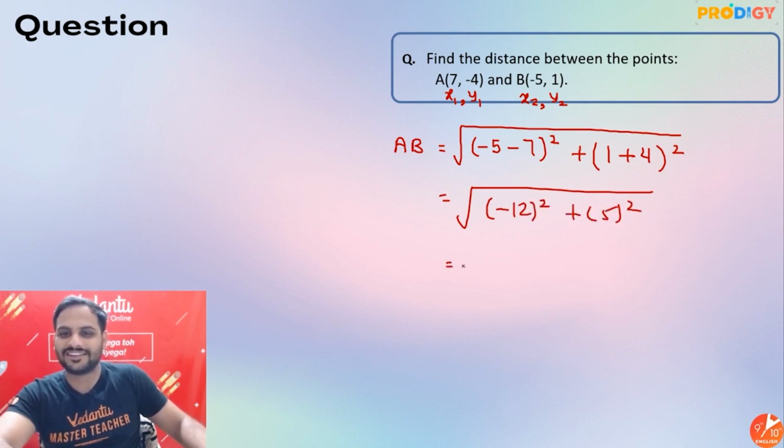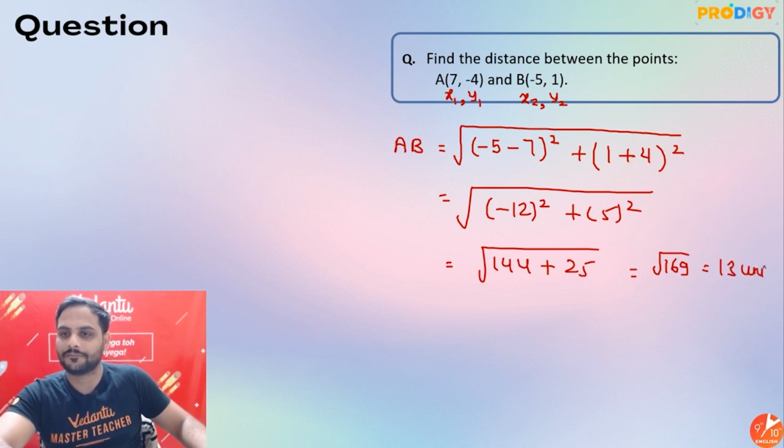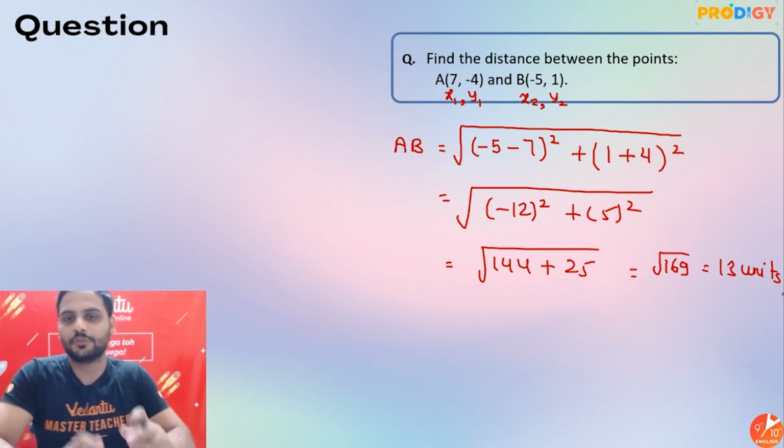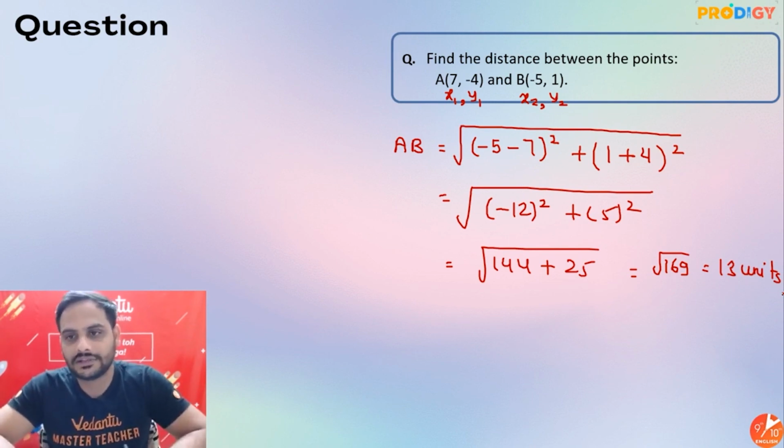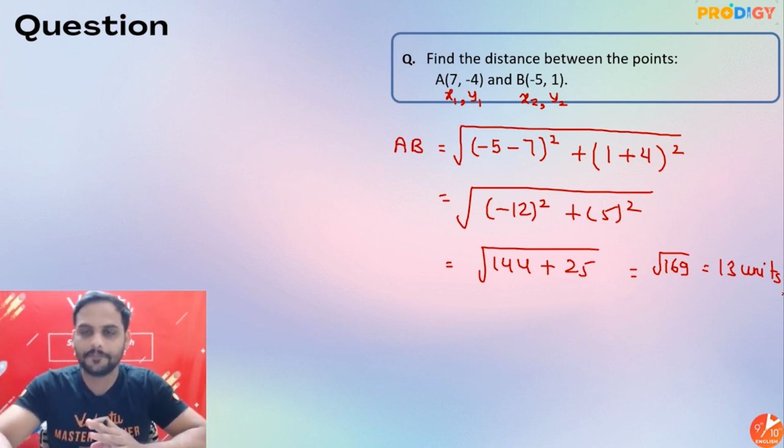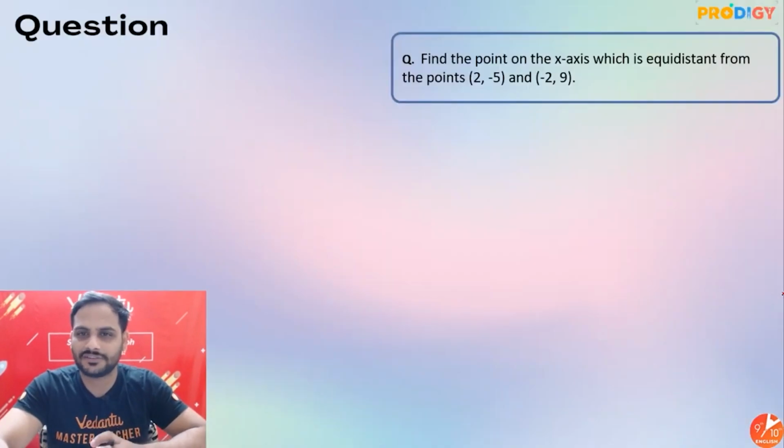Now it is very easy. All of you know 144 plus 25, which is equal to 169, which means 13 units. All right. So the distance between these two points A and B is 13 units. Okay. Clear, beta? Direct formula question.